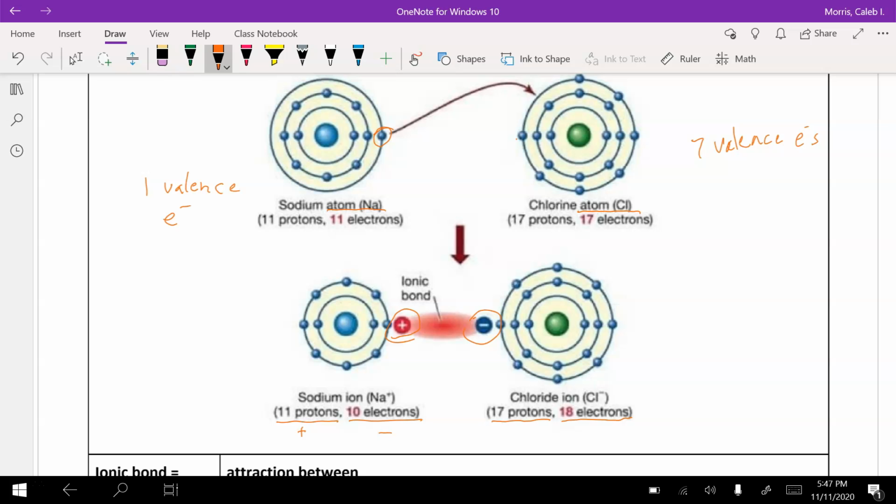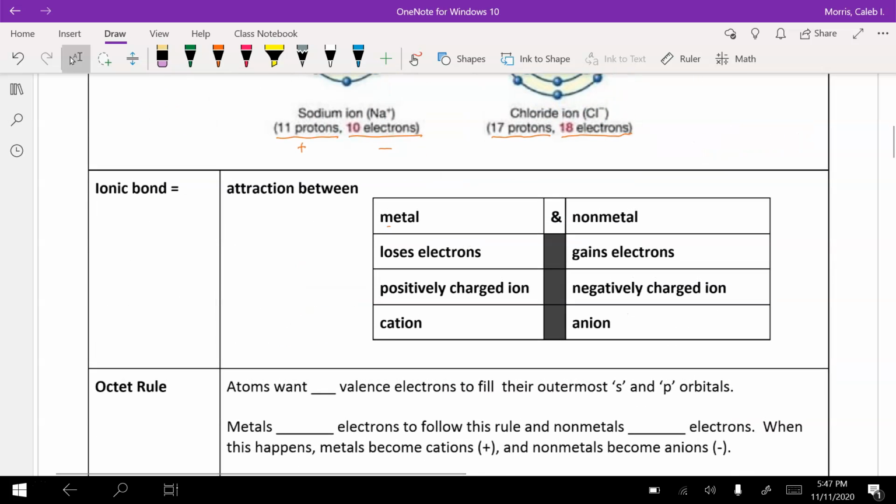On the other hand, if you have the same number of protons, but you have more electrons, it's going to be more negative. So the nonmetal, which gains electrons, becomes negatively charged. That's over on the right side of this table. And then we call the positive ion a cation, and the negative one an anion.